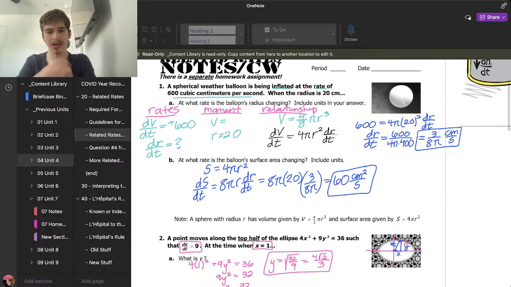And then the surface area changing, they give you that formula as well. So you could just take the derivative of that, and you know what your dr/dt is. So most of it is plugging in and reading the question and seeing what is given and what is not.